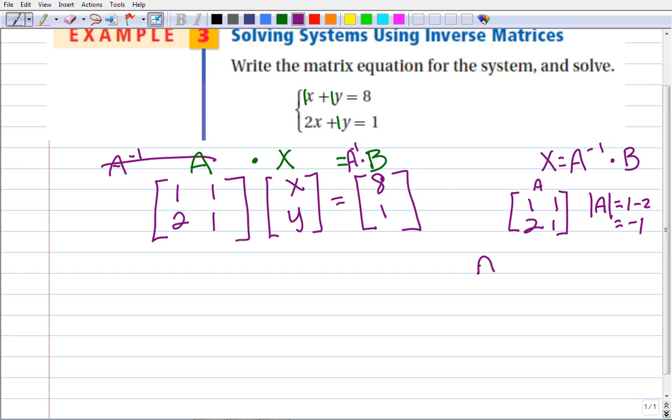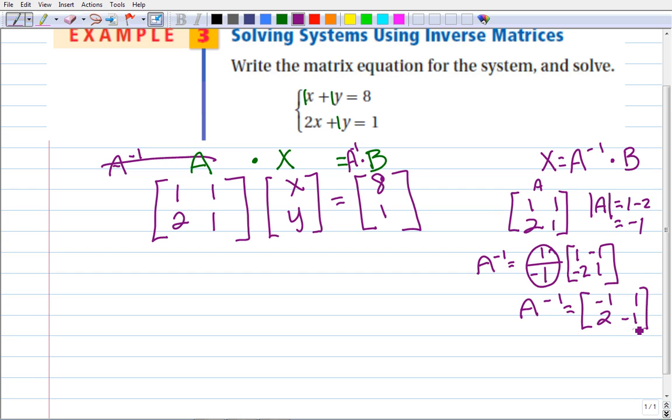And then my inverse matrix A to the negative 1 will be 1 over my determinant, which is negative 1, times, so remember we flip the first diagonal, they switch spots, and then the other diagonal we multiply by negative 1. So that's negative 1 and negative 2. Now we just distribute. This just equals negative 1, so I'm multiplying everything in here by negative 1. So my inverse matrix is negative 1, positive 1, positive 2, negative 1. So there's my inverse matrix. You may have noticed that I always put A to the negative 1 in front.